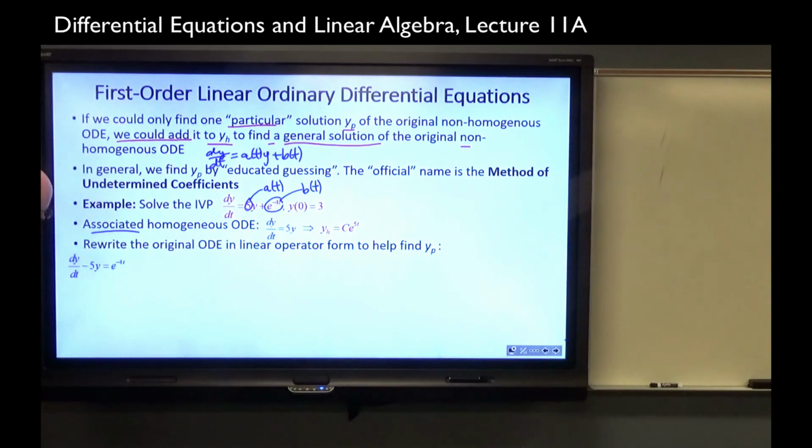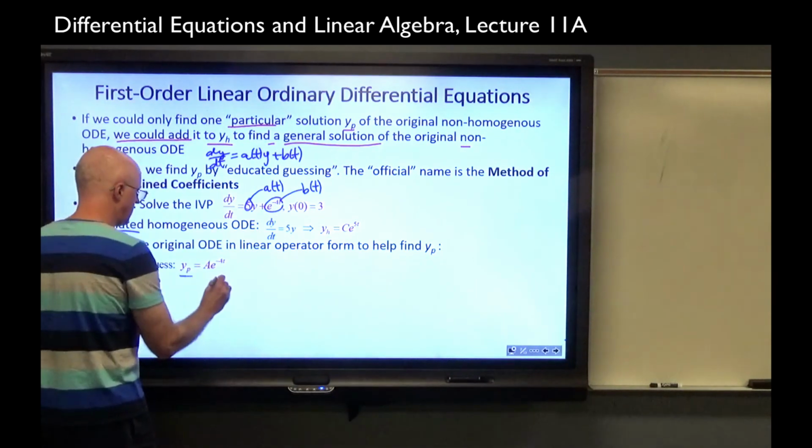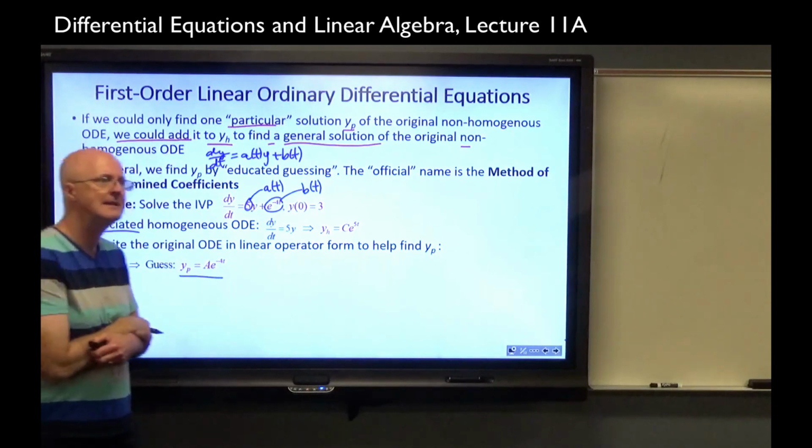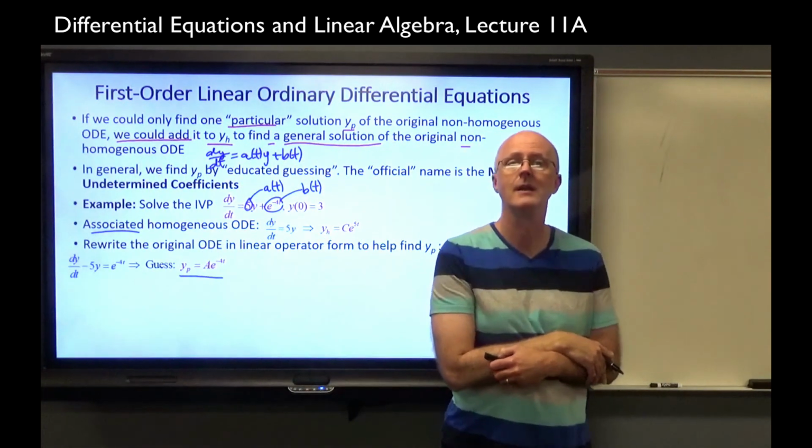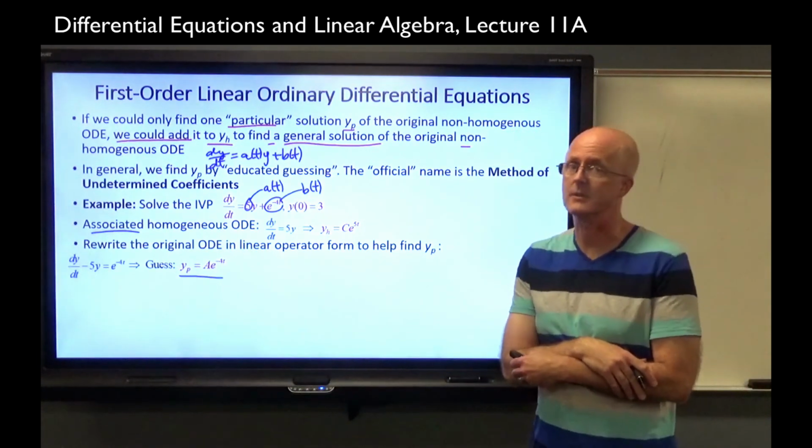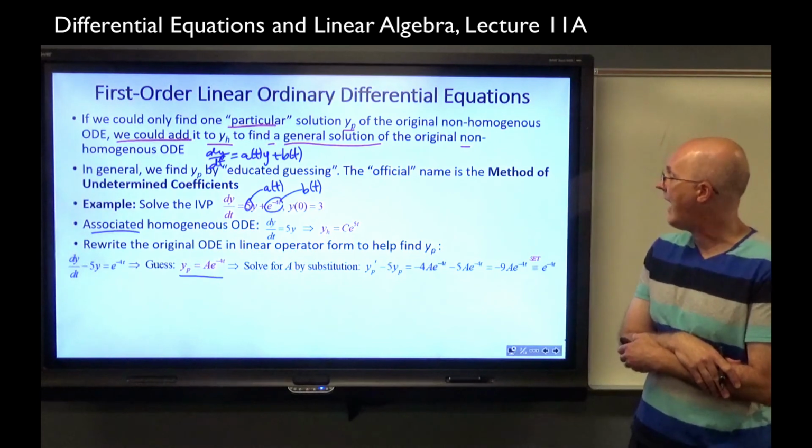Because you look at this and you say, hey, I'm looking for a function whose derivative minus 5 times itself equals e to the negative 4t. And if you think about that logically, that should be a function that involves e to the negative 4t for yp. Right? You wouldn't want to guess a cosine or something, or a sine, or a power function like t squared or something. It makes sense to guess some constant times e to the negative 4t. Guess that yp equals, call it a times e to the negative 4t. Now, a is not an arbitrary constant. It's a particular constant. We need to solve for this particular constant.